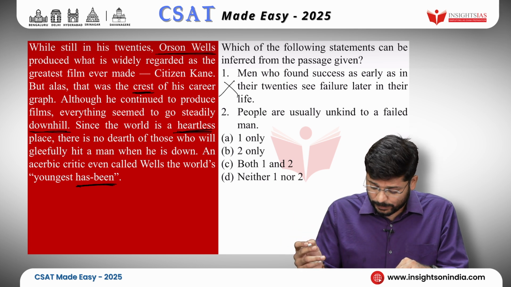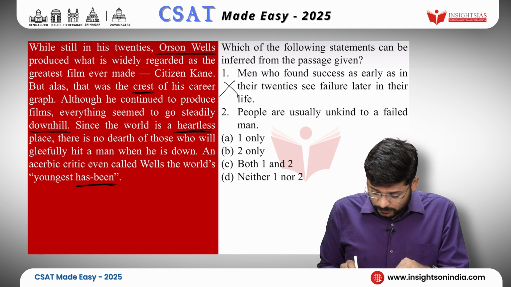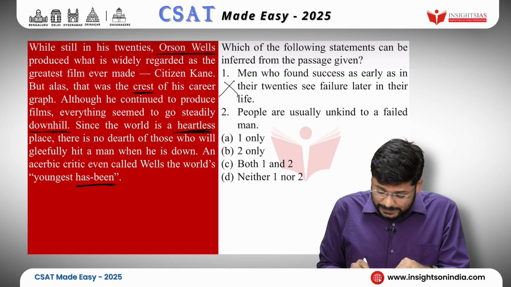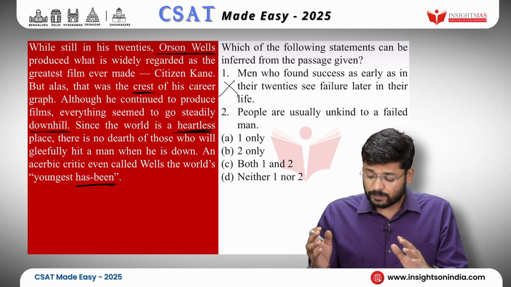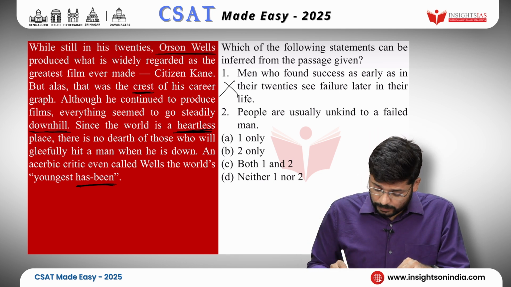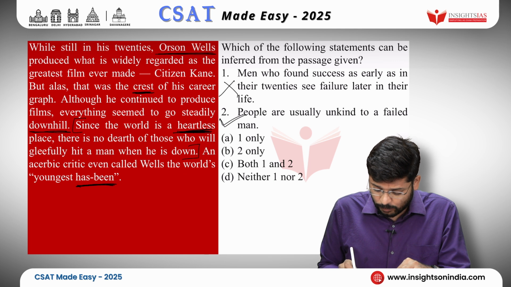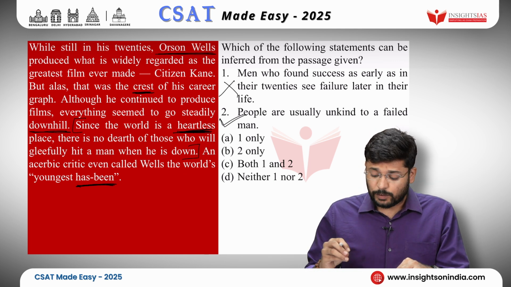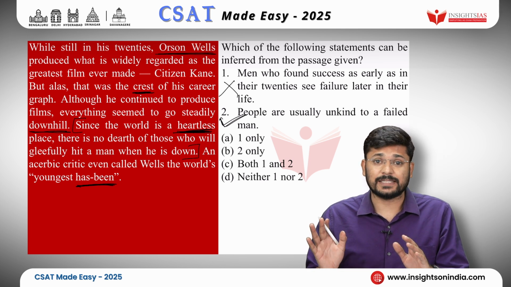Okay. Look at statement 2. People are usually unkind to a failed man. Where is this being talked about? In heartless. Since the world is a heartless place where there is no dearth of those who will gleefully hit a man when he is down. So, it means that when a man is a failure, people will not be kind to him. So, we can arrive at this inference based on this sentence. The passage is directly referring to it. So, we can infer statement 2 from the passage given.